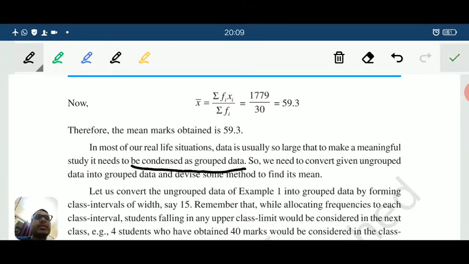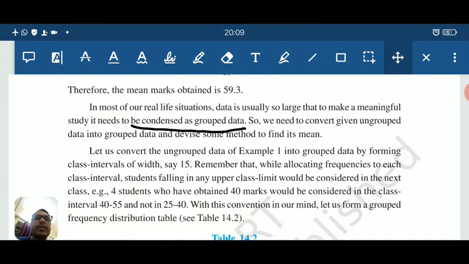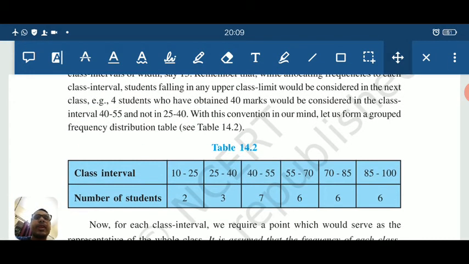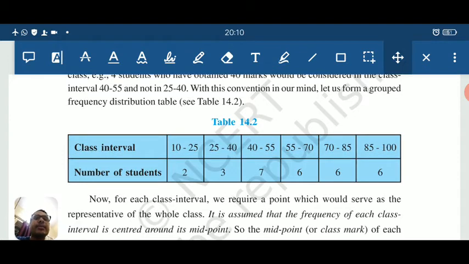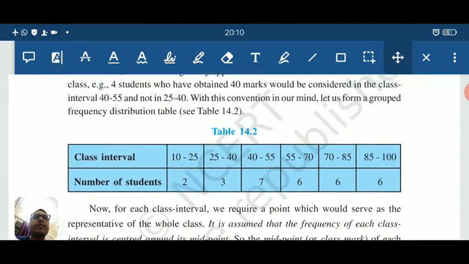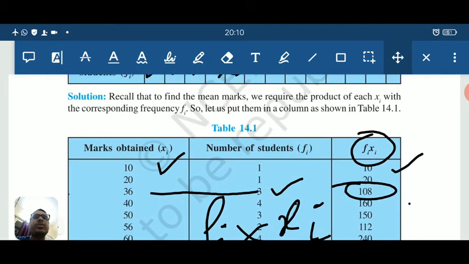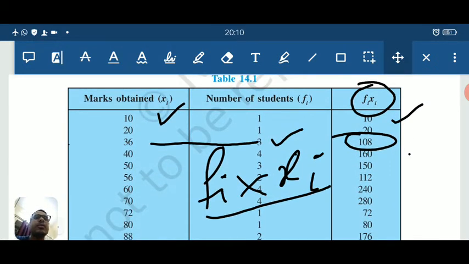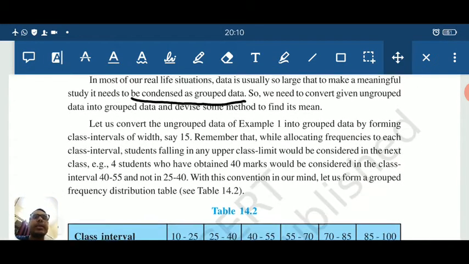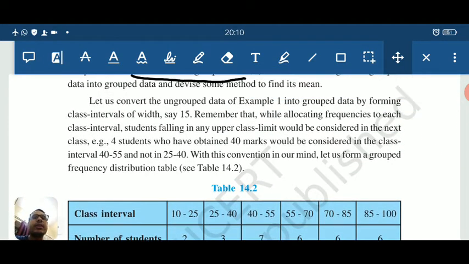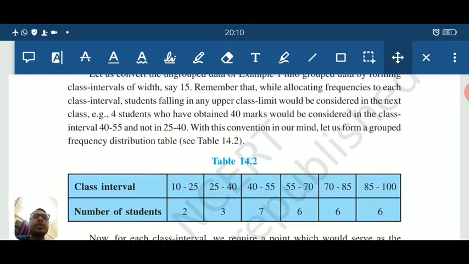So let's start with the second part of it, that is the first method to find the mean using the direct method. For that we have to condense the data. Condensing data means what? We have to arrange the given observations, that is marks obtained here, xi, into groups. So groups will be like this. Suppose converting the ungrouped data of example number 1 into group data by forming class intervals of width, say, 15. So 15 means what?